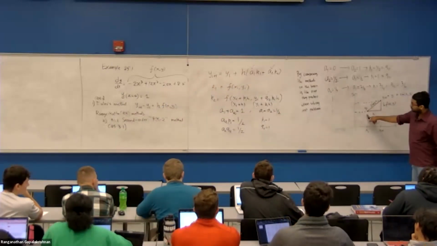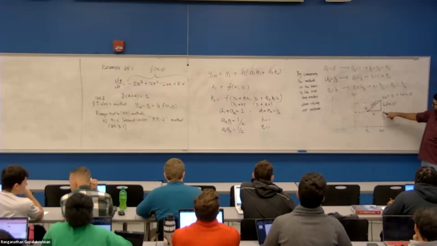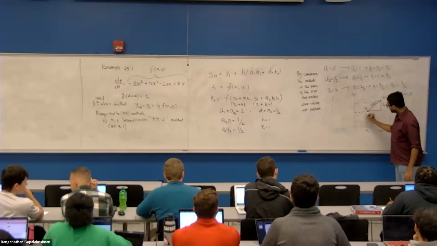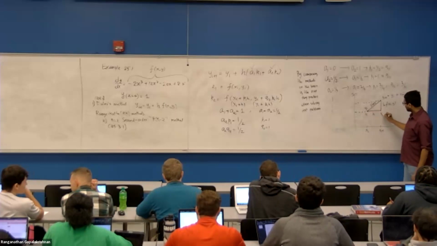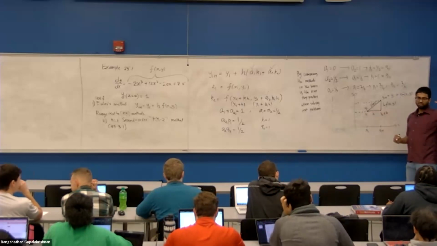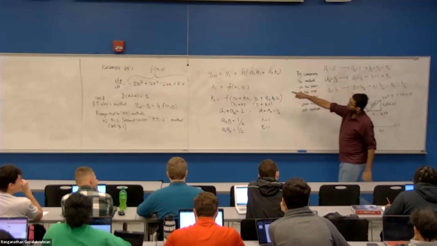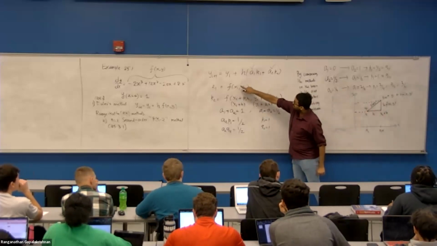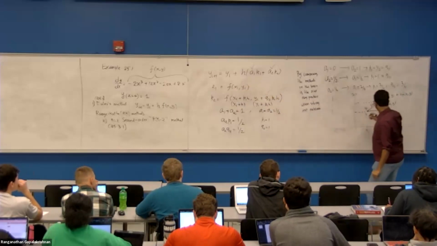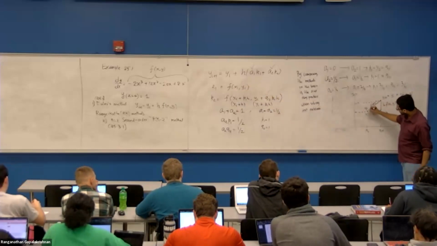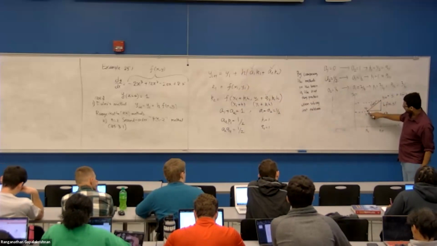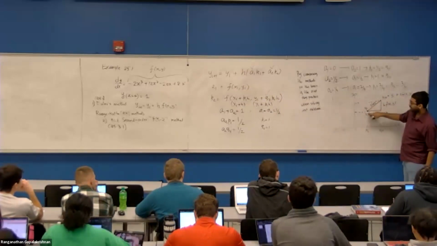Take this equation and think what it means on the graph. Here is Xi. Where is Xi plus H? Here. This is Xi. This is Xi plus H. You agree with me on that? Just moving to the right. What is K1, or what is f of Xi, Yi? That is this slope. And that is evaluated at this point. Slope evaluated at point I.